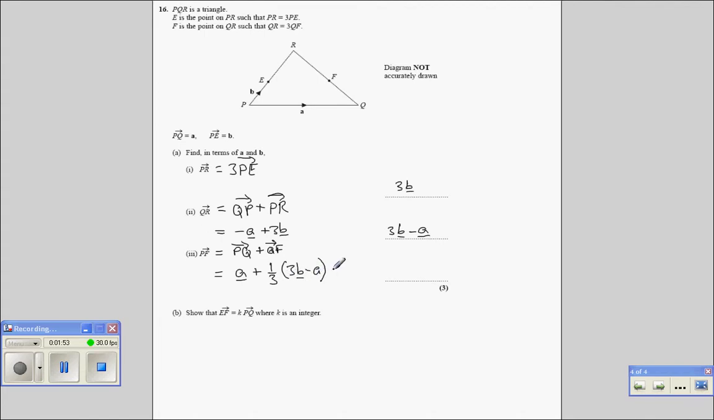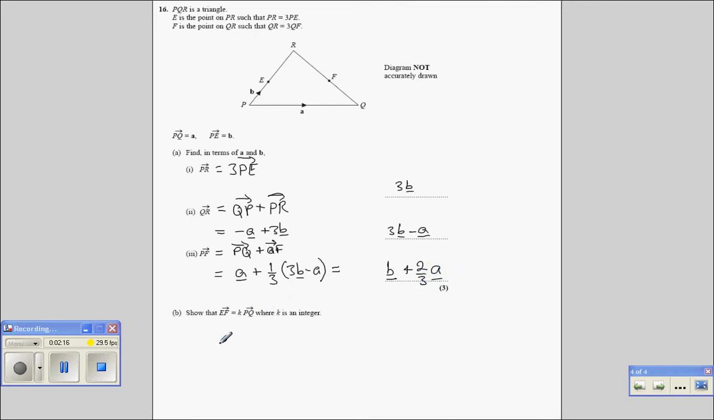gives us 1/3 of 3b, which is B, and then we get minus 1/3 of A. We've already got an A here, so that's A minus 1/3 of A, which is plus 2/3 of A.